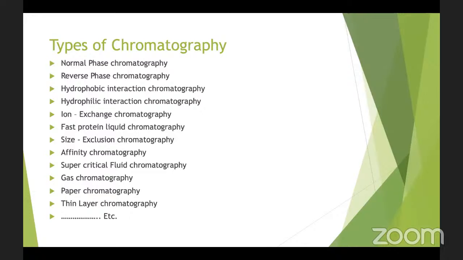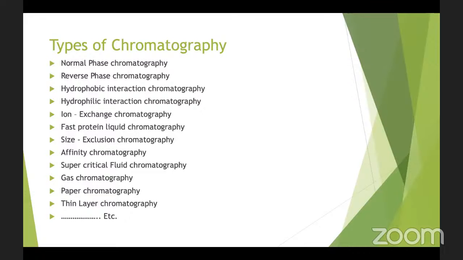Then fast protein liquid chromatography. Here you isolate protein molecules on a liquid chromatography column where you have stationary phase filled, and the interaction of proteins with the stationary phase causes the separation. Then size exclusion chromatography is separation depending on the size of the component that has to be isolated. Affinity chromatography is based on the affinity of the component to be isolated with the stationary phase.